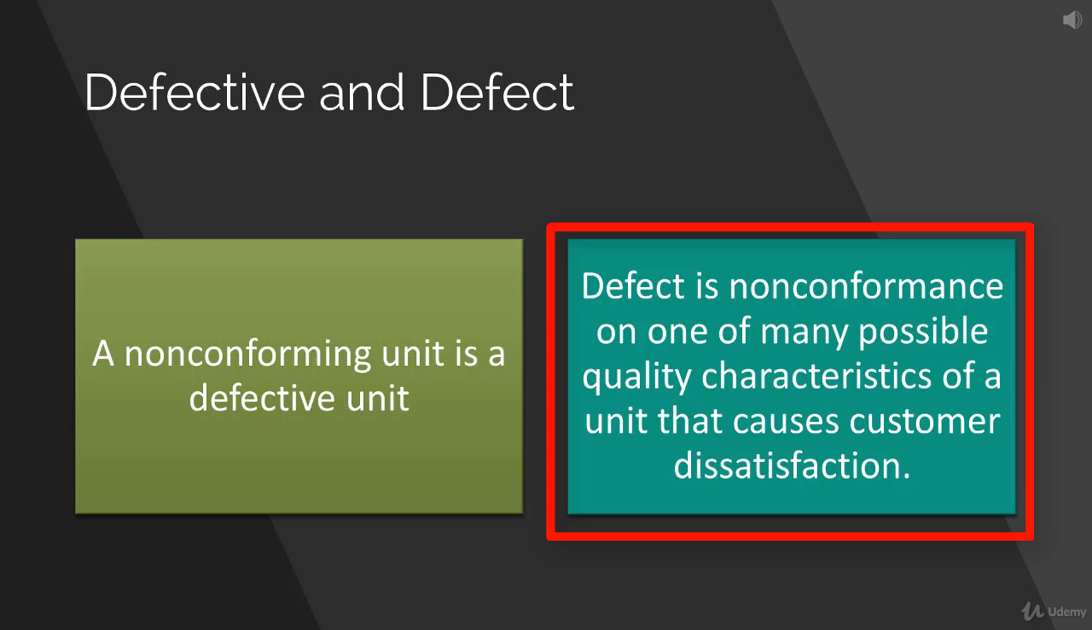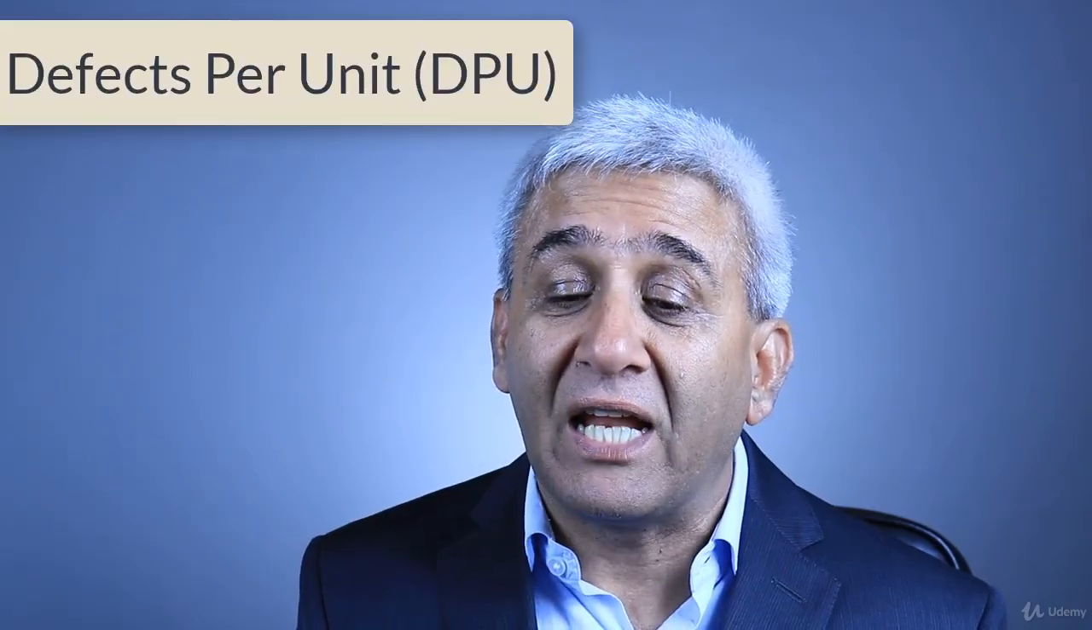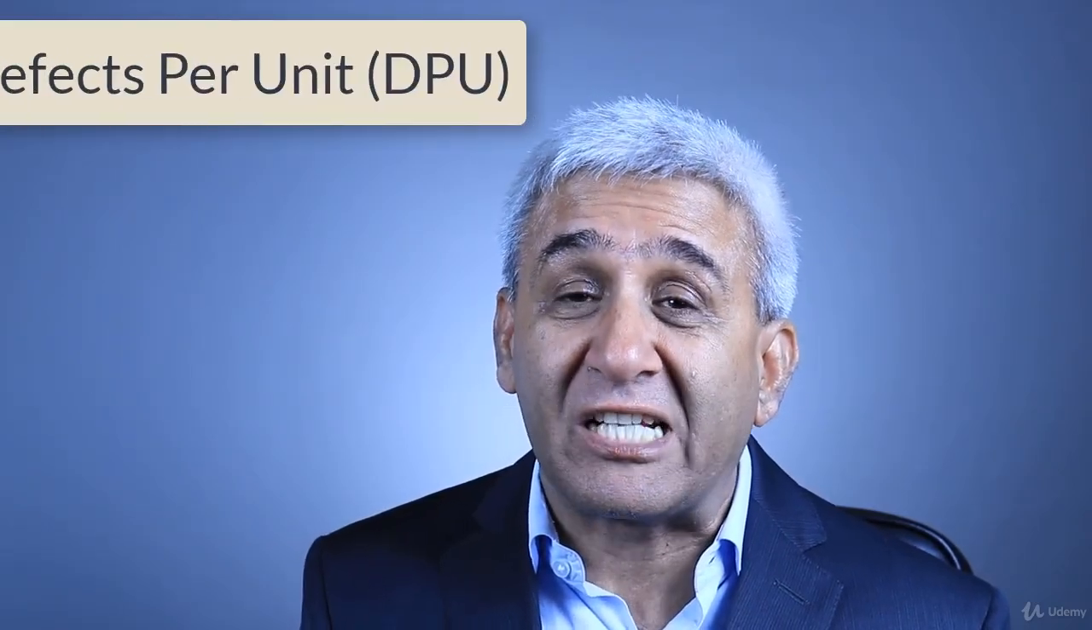So that's the difference when you look at defects as a measurement or defectives as a measurement. On the next slide, we will be talking about defects per unit, not defective. And remember that one defective item can have multiple defects in it. Let's move on to the next slide and learn about DPU, which is defects per unit.